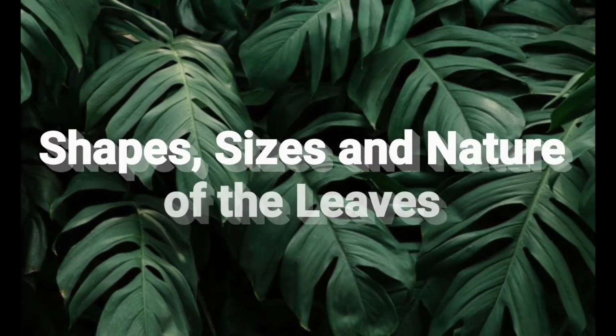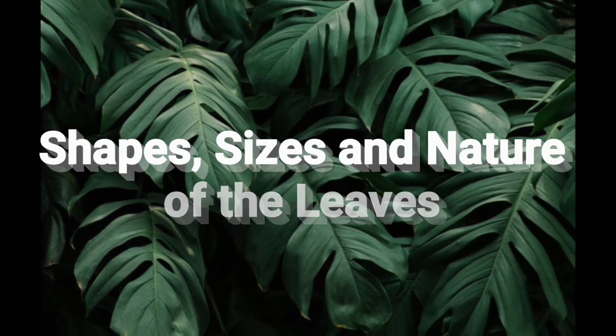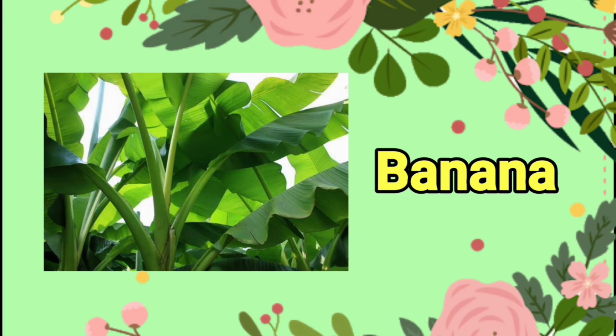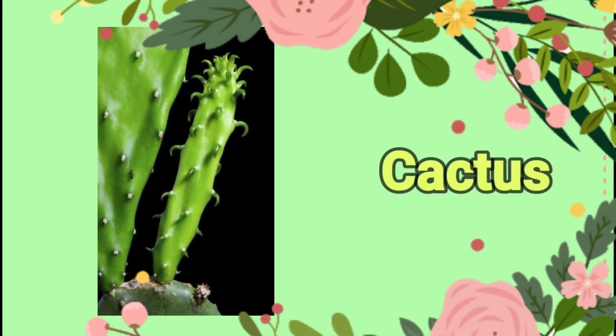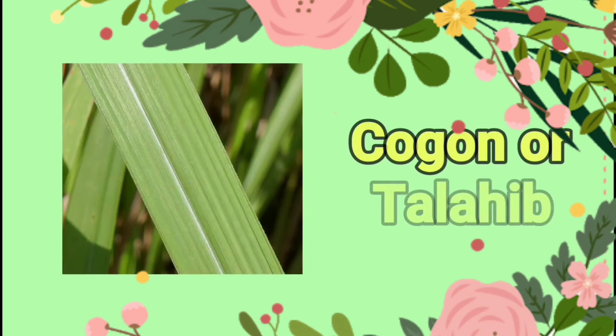Let us come to the shapes, sizes, and nature of the leaves. For example, banana leaves are big and wide to trap more energy from the sun. Cactuses have tiny leaves to reduce evaporation of water. Gabi leaves have waxy surface that serves as protection from dehydration due to exposure to sunlight. Leaves of kugon and talahib have sharp leaf blades.